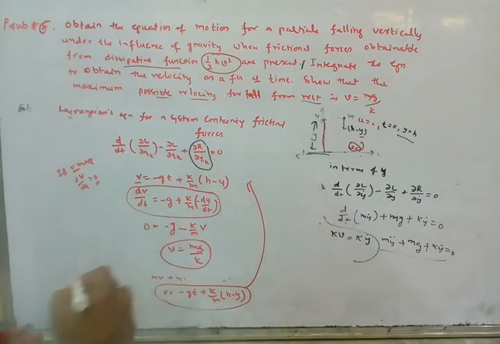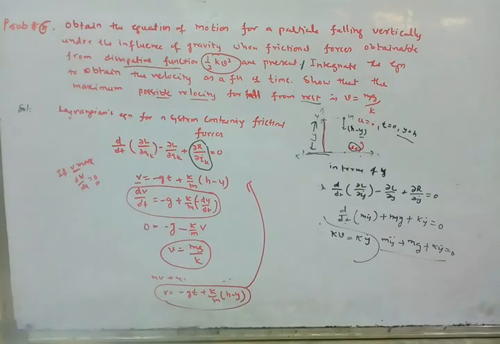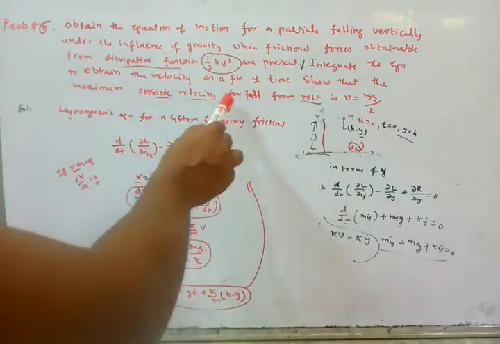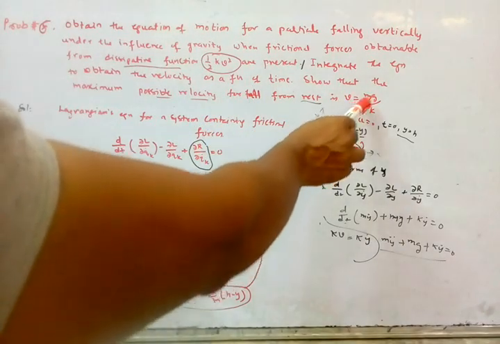So this is the second part I finished now. Finally, we have shown that the maximum possible velocity for a fall from rest is equal to mg by k.